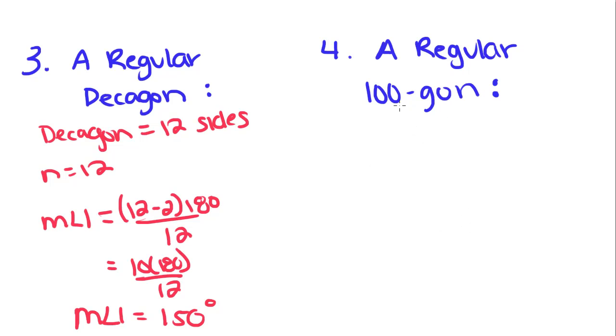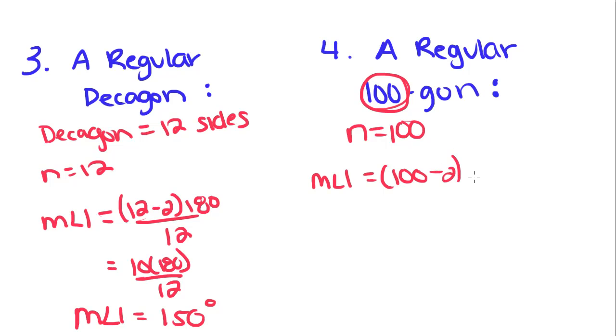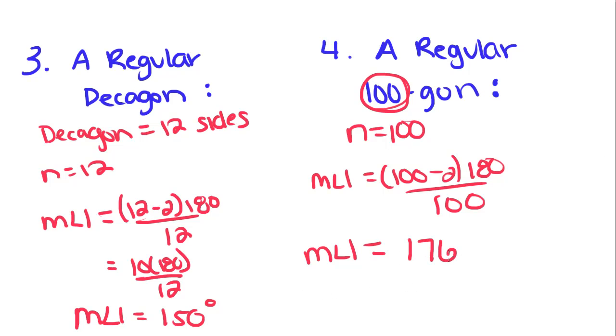So a regular 100-gon means there are 100 sides. So the measure of one angle is 100 minus 2 times 180 over 100. And once again, we're just going to plug that into the calculator, and you'll get 176.4. When the numbers get this big, it's okay to just go ahead and plug it into a calculator.